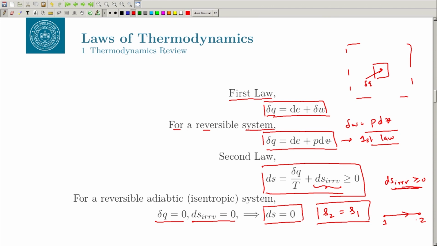In this case I forgot to mention one thing. Here the dS is basically a state variable. So, you can calculate a variable at the end point and the first point, but delta Q and delta W are not state variables, they are path variables, or it depends on the path. So, now we will combine the first law and second law and derive some very useful relations.